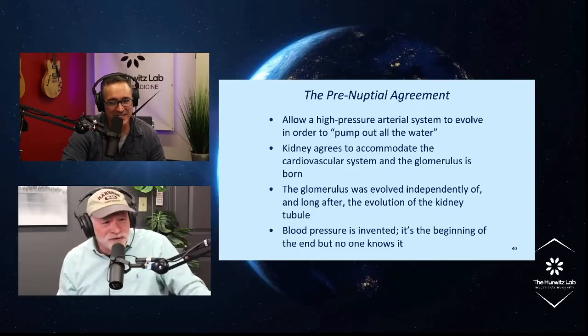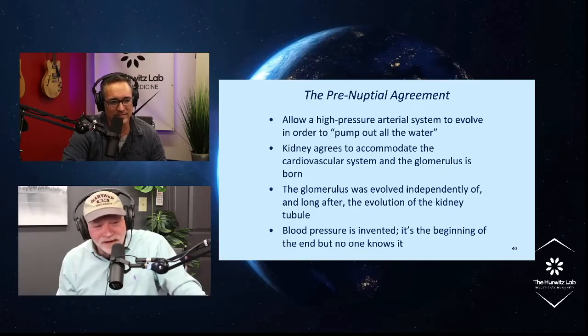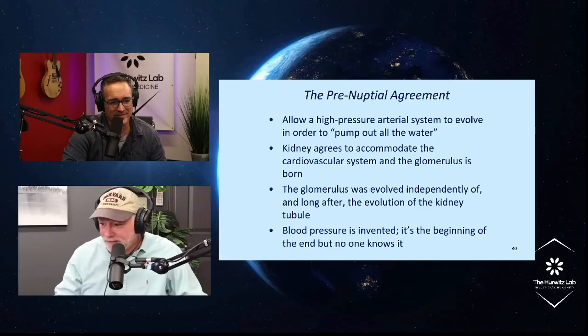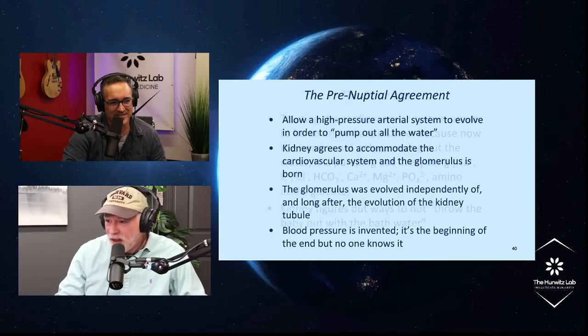high pressure, because high pressures are not popular, they're not safe. So the kidney says, okay, we'll allow a high pressure arterial system to evolve in order to pump out the water, and the kidney agrees to do that, and the glomerulus is born. But this was long after the kidney tubule was already there, and this is when blood pressure was probably invented. And again, it's the beginning of the end, but nobody knows it.